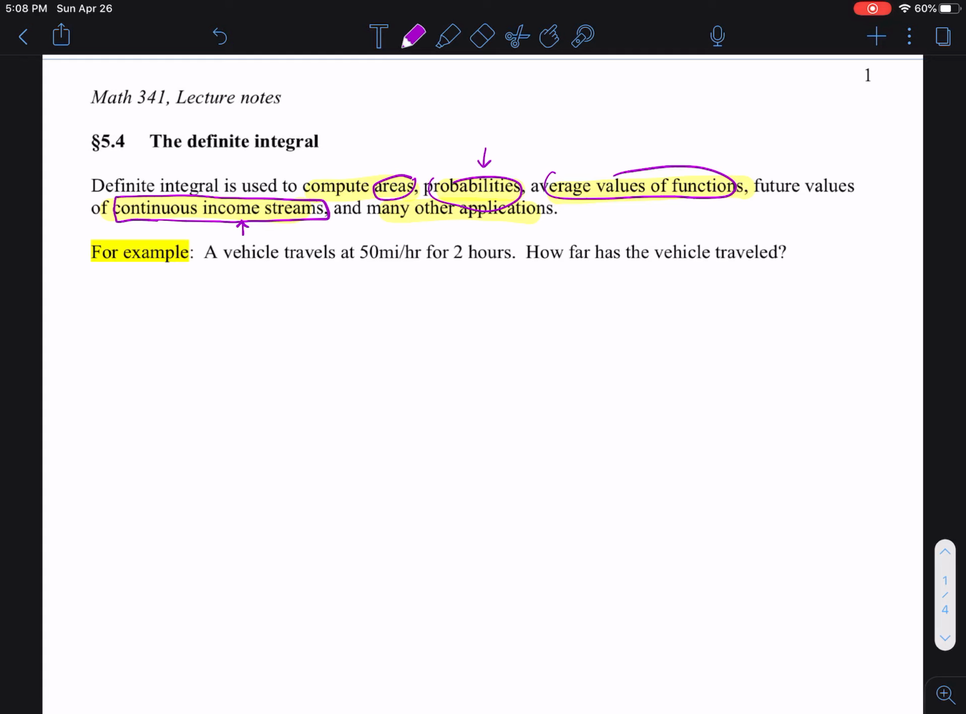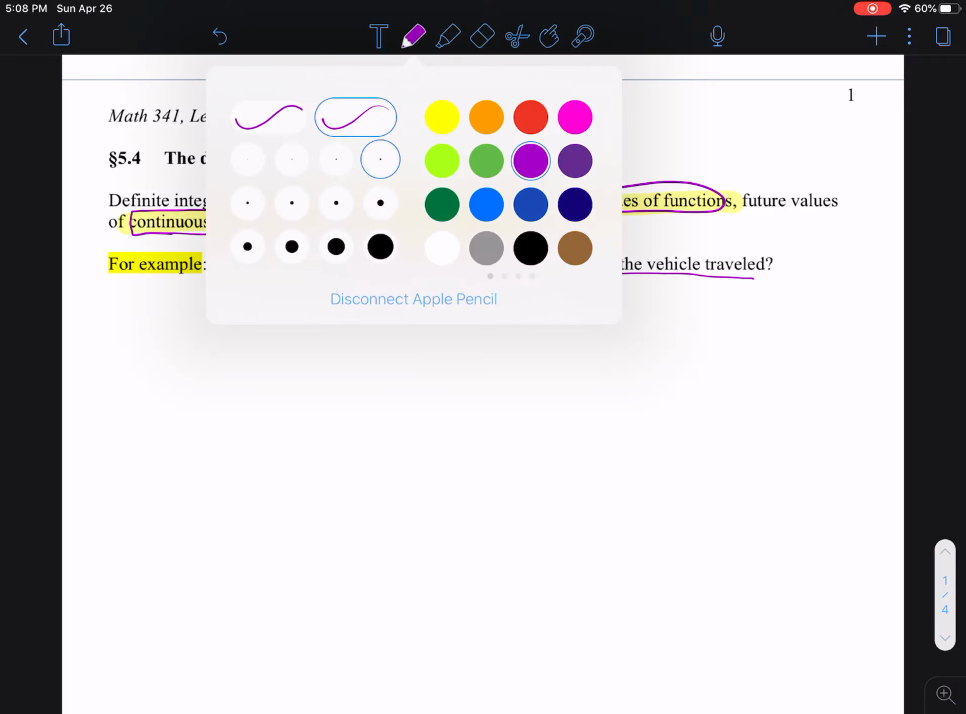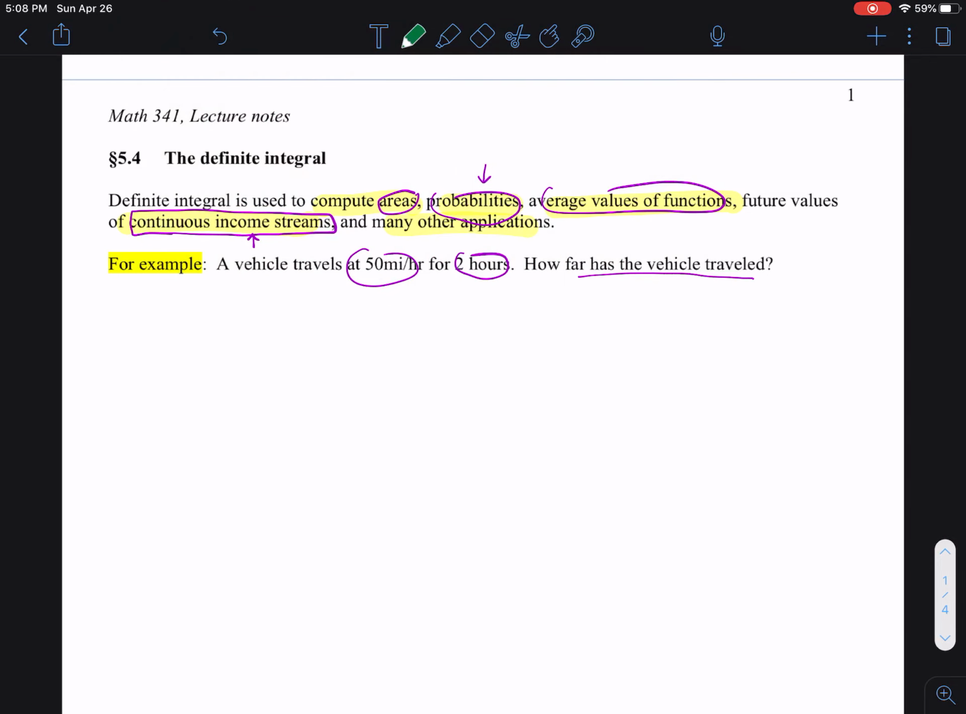So let's get started. So we look at this example. Suppose we have a car that travels 50 miles per hour for 2 hours. So for 2 hours, a vehicle travels at 50 miles per hour. How far has the vehicle traveled? This question is pretty simple. If a car travels 50 miles per hour, in 1 hour the car will travel 50 miles. So that means in 2 hours, the car will travel 100 miles. So we say the car travels 100 miles in 2 hours, right?